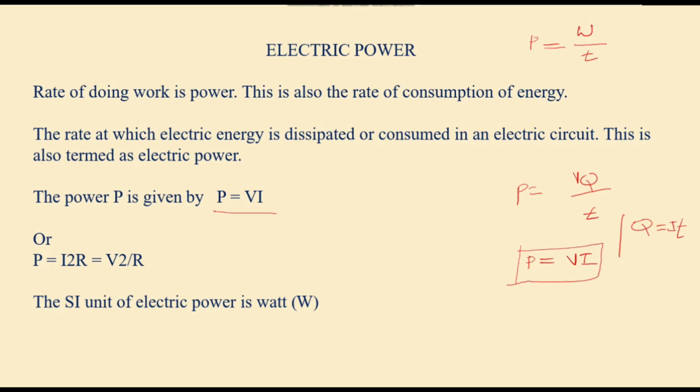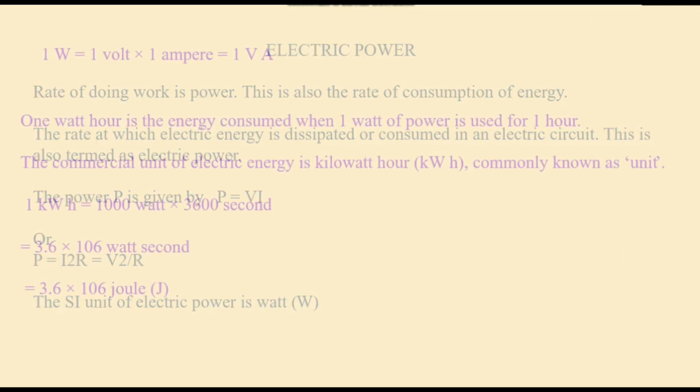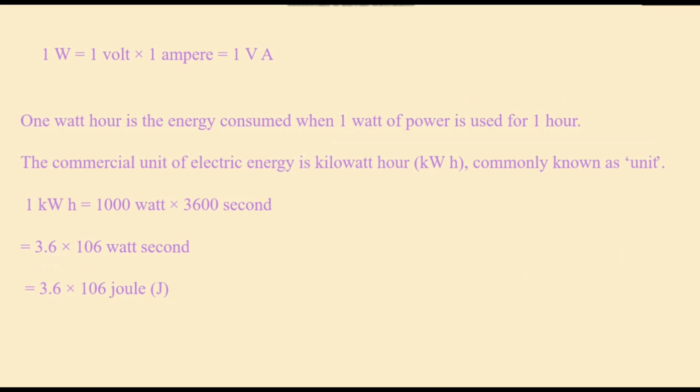So its unit is watt. Watt is a very small unit. P is equal to VI watt. 1 watt is equal to 1 volt into 1 ampere.